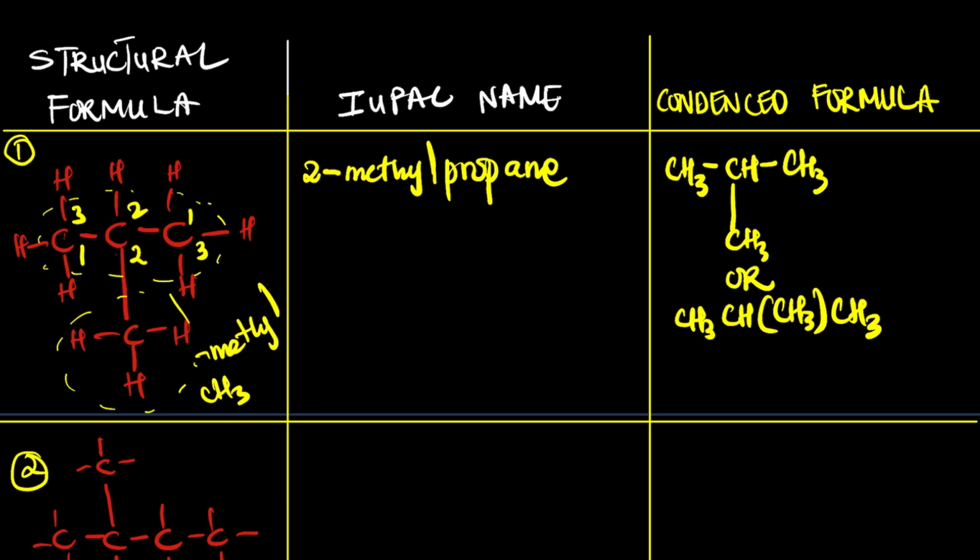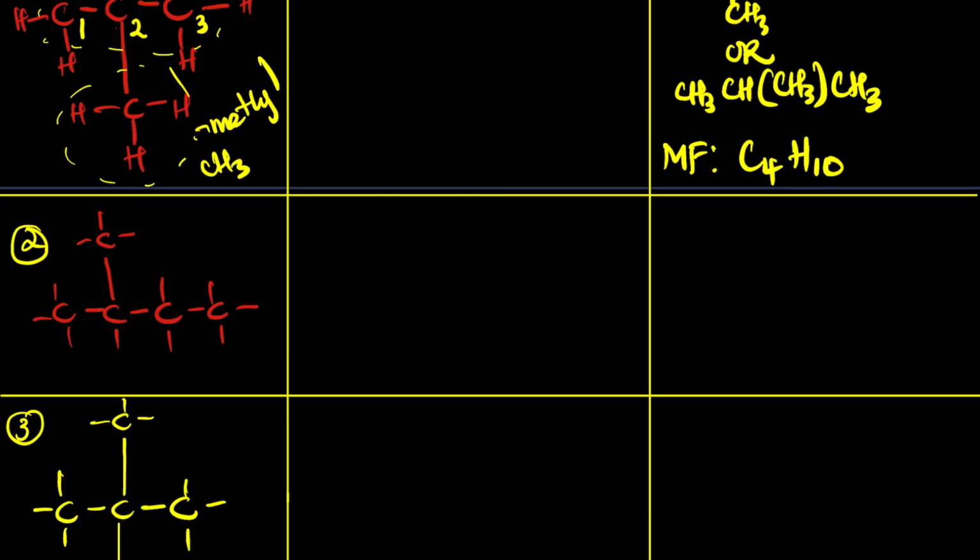Guys, I'm not gonna do all of them. The molecular formula for this, you count the number of carbons. It's 4 carbons. 1, 2, 3, 4. And the hydrogens, it's 3, 6, 9, 10. Right? So it's C4H10. Right, let's go to the next one, guys.